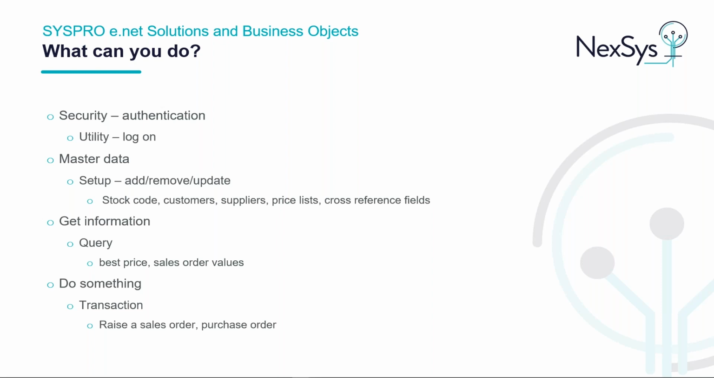And with some of this, we can break down the process. If we have a sales order, we can raise a sales order header in one step, and then add additional lines to it as separate steps. So you can break up that functionality and maintain it a bit better.